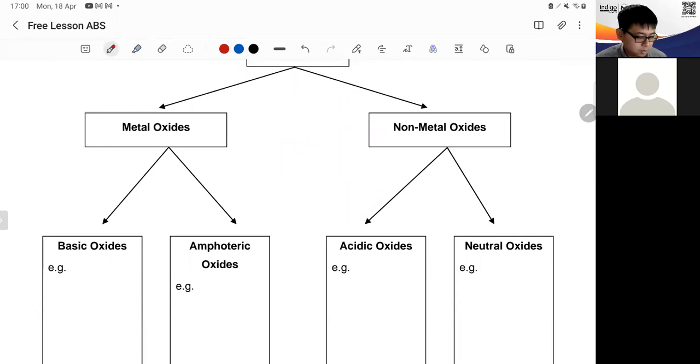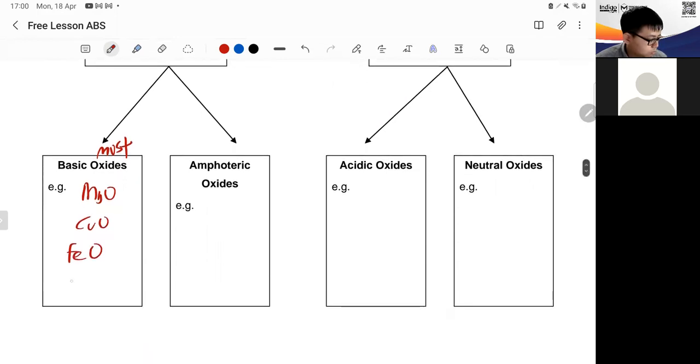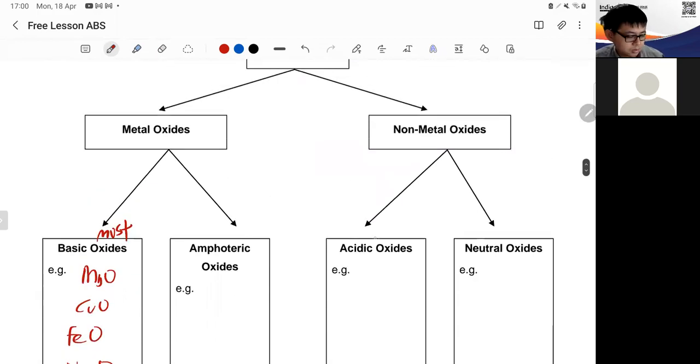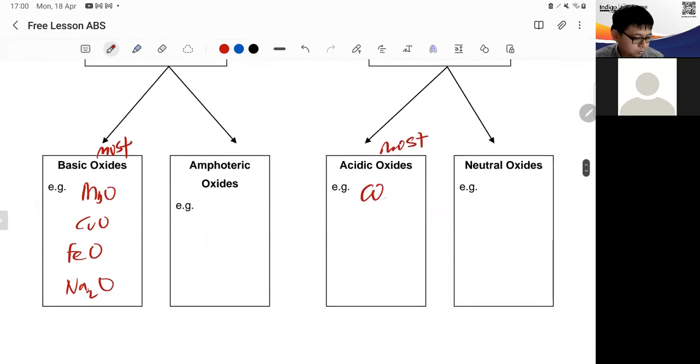Most metal oxides are basic, most. Such as, let's give a few. This one, this one, this one. What else? Actually a lot. Maybe even this. Why not? Most non-metal oxides are acidic. For instance, a few. But there are exceptions.